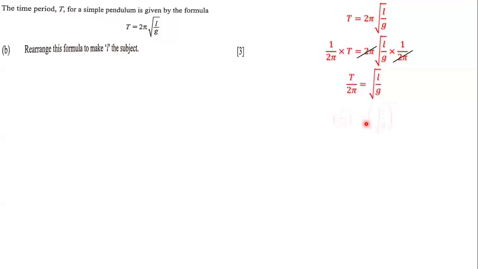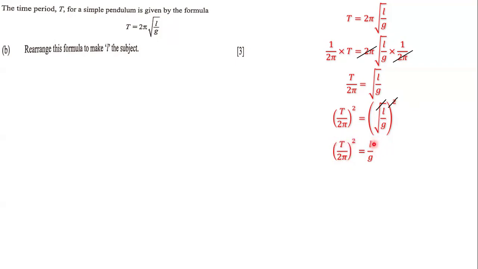So what we're gonna do, we're gonna raise both sides of this equation to the power of 2, because we want to get rid of the square root sign, and that would allow us to cancel these two. So we cancel the square root with the power. And so we are left with what? L over G is equal to t over 2 pi, all raised to the power of 2.